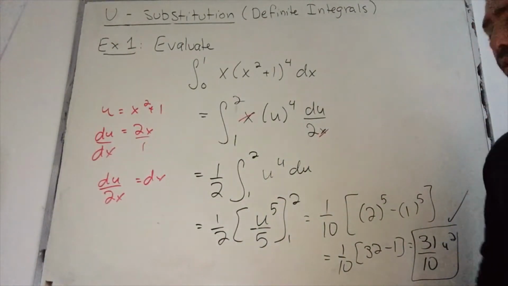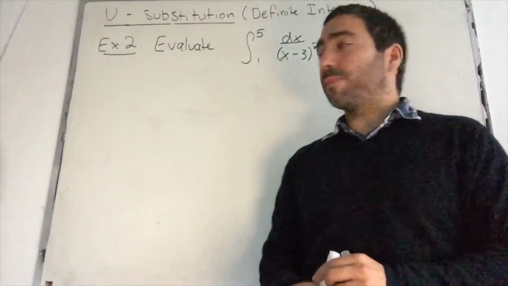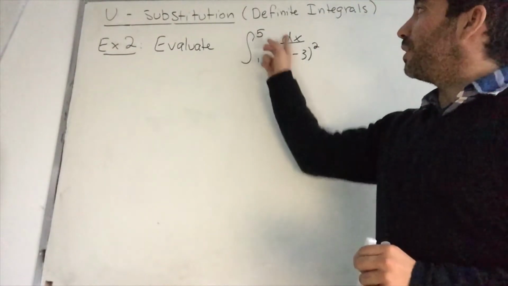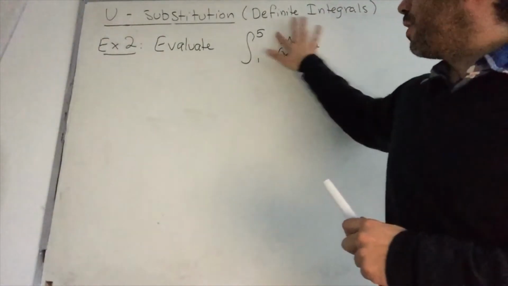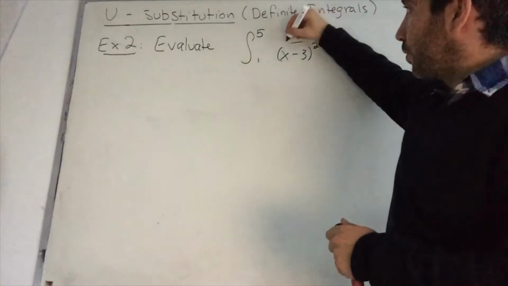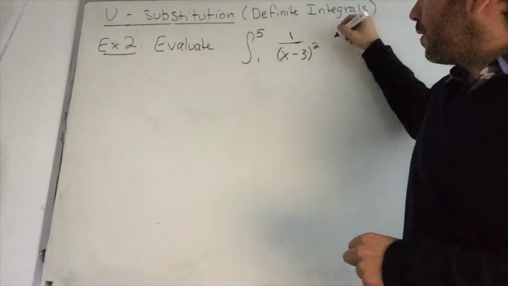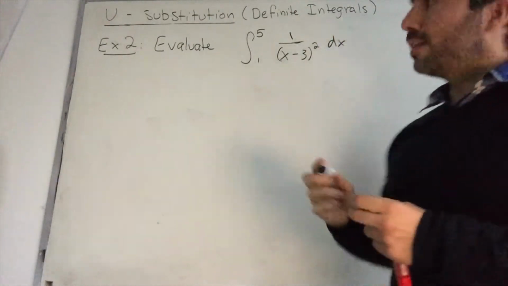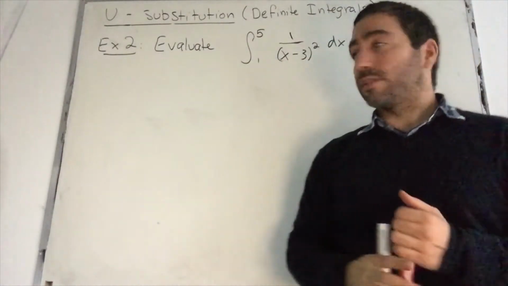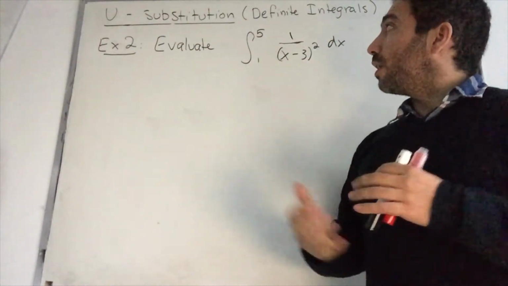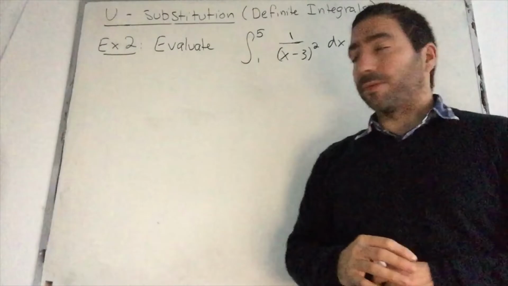Okay, let's take a look at the next example. So in the next example, we have to evaluate the integral from 1 to 5 of dx over x minus 3, all that squared. The dx, you could kind of ignore it if you want. If this notation bothers you, you could put 1 over x minus 3 squared and the dx on the side. That's the same thing, but typically the dx is written on top. That's just the same integral, just with different notation.